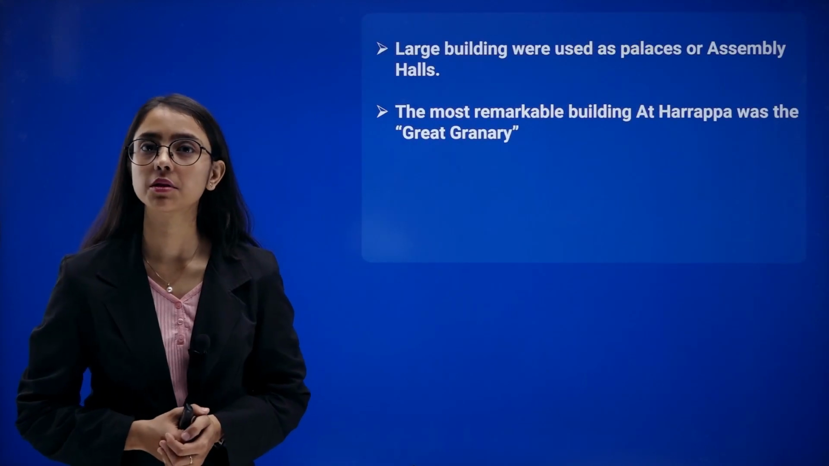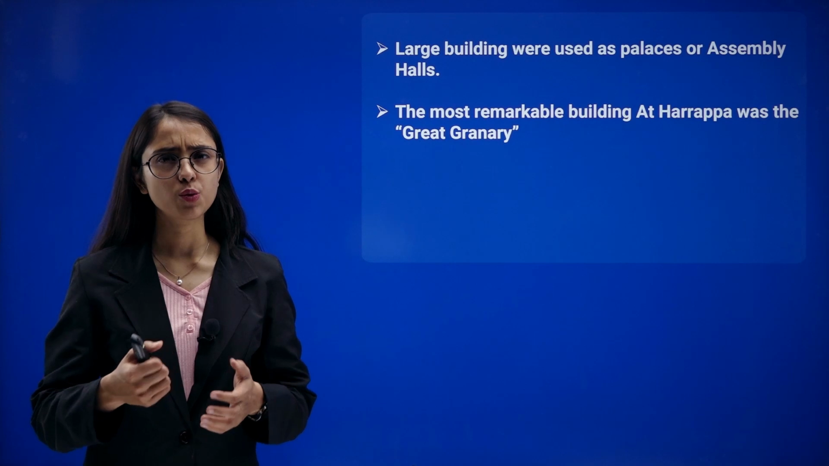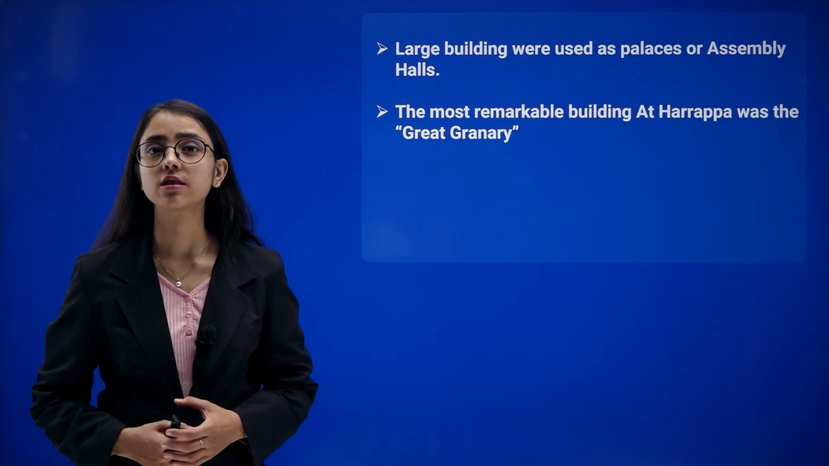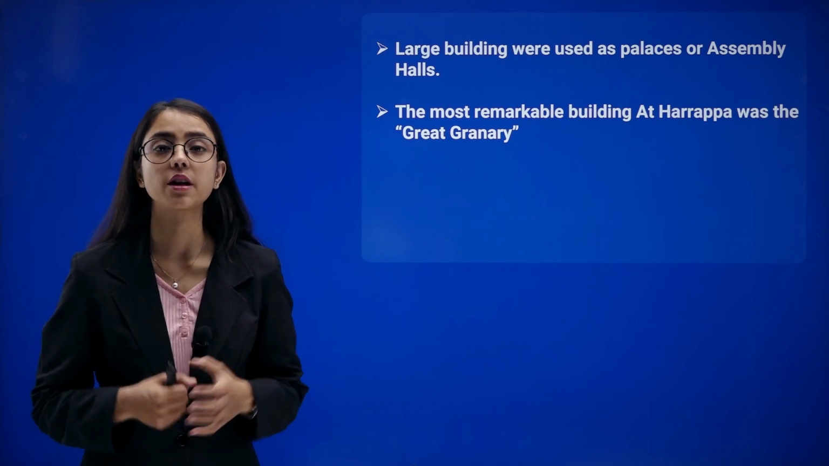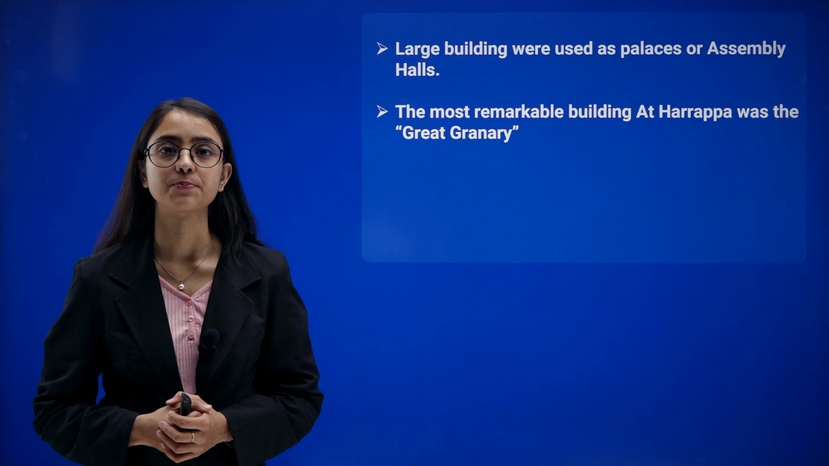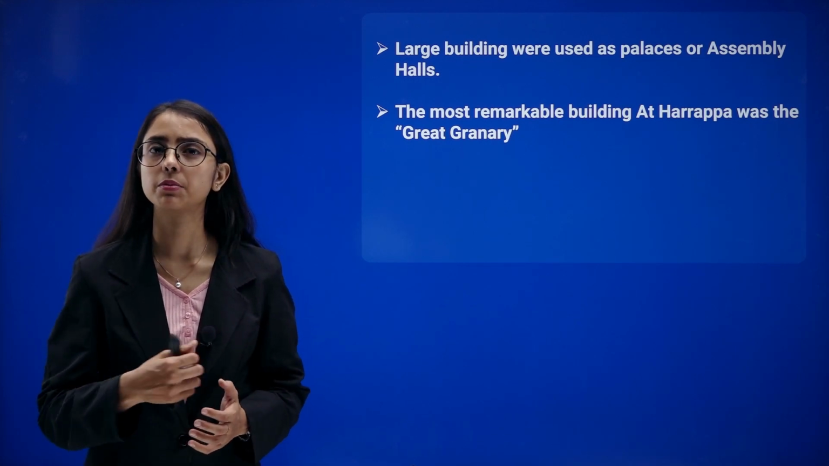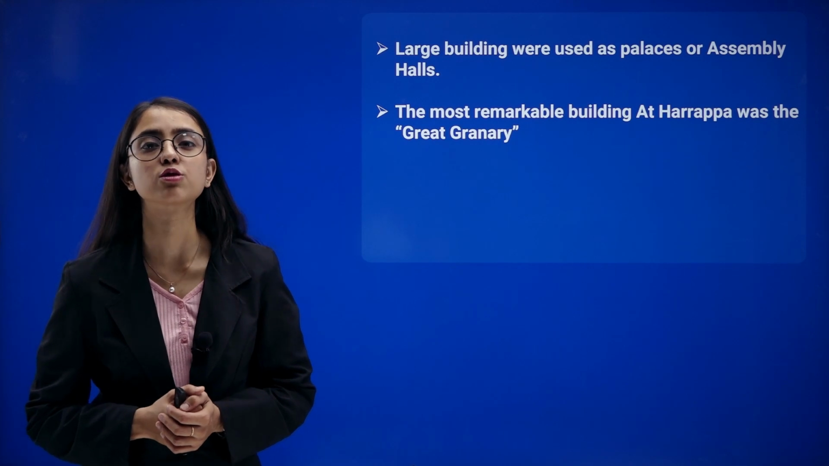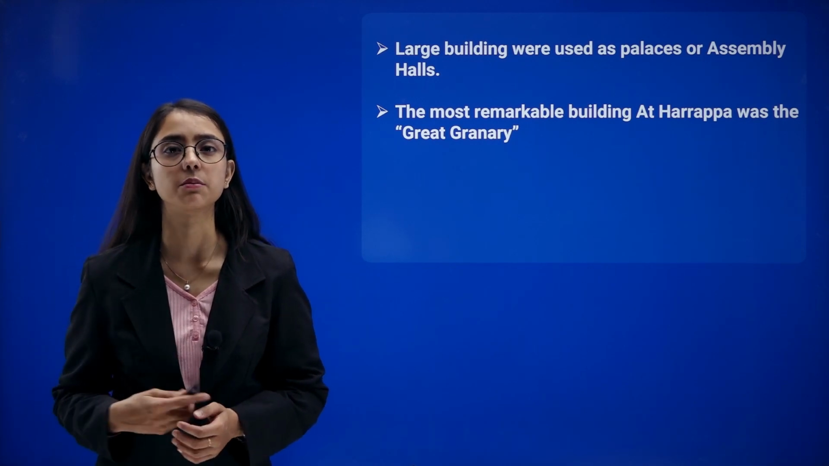So the most remarkable building of the Harappan civilization was known as the Great Granary. Do you know what is a granary? We have granaries even nowadays. Granaries are warehouses. These are buildings where we store our food grains and food supplies. So I am sure in that time also, the Harappan people, the people living in the Indus Valley civilization, used to store their food grains and food items in order to use them in the future.